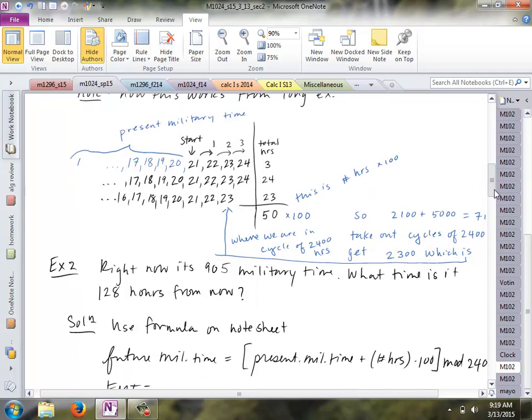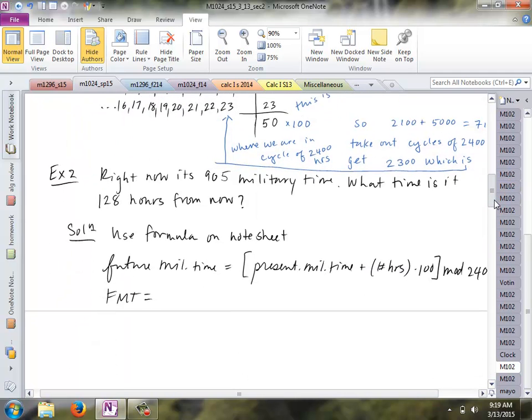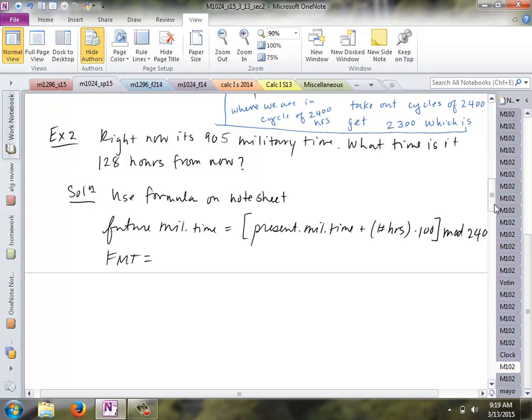Let's actually work out an example now in the style in which you would want to do it. Let's say right now it's 9:05 military time. What time is it 128 hours from now?